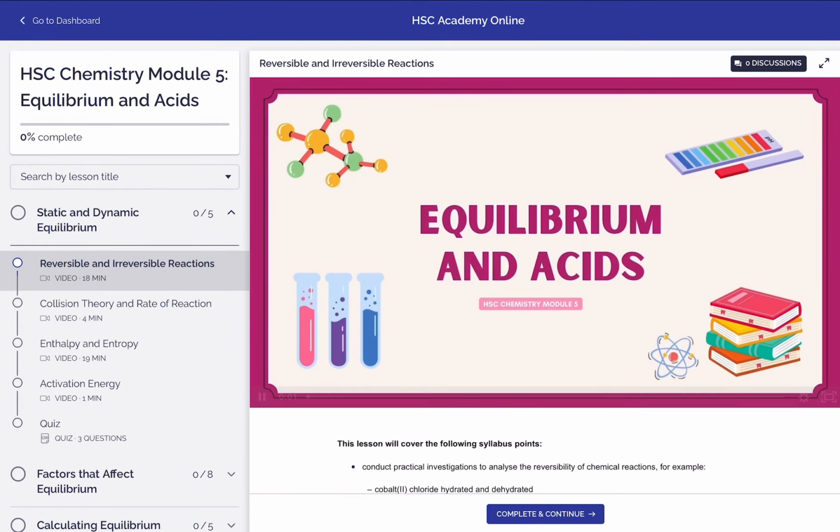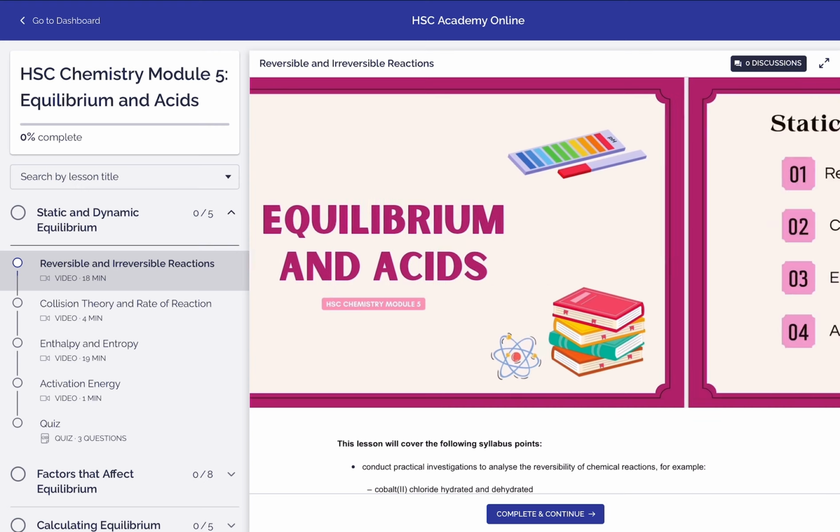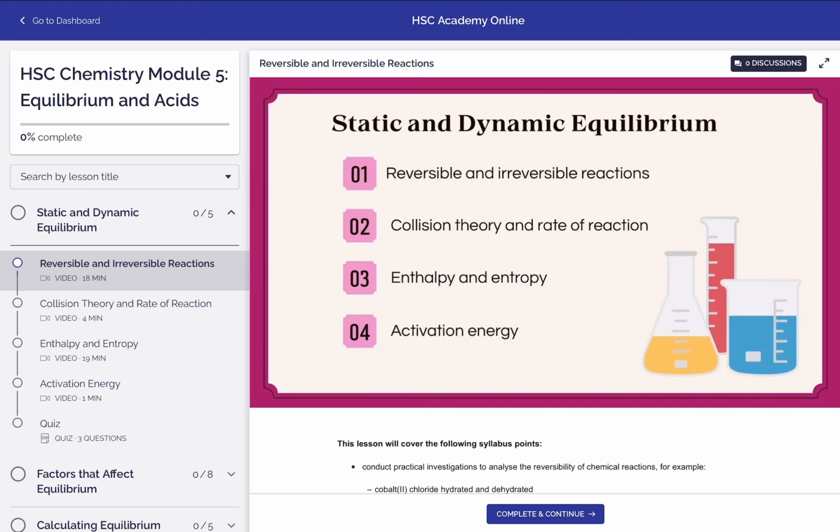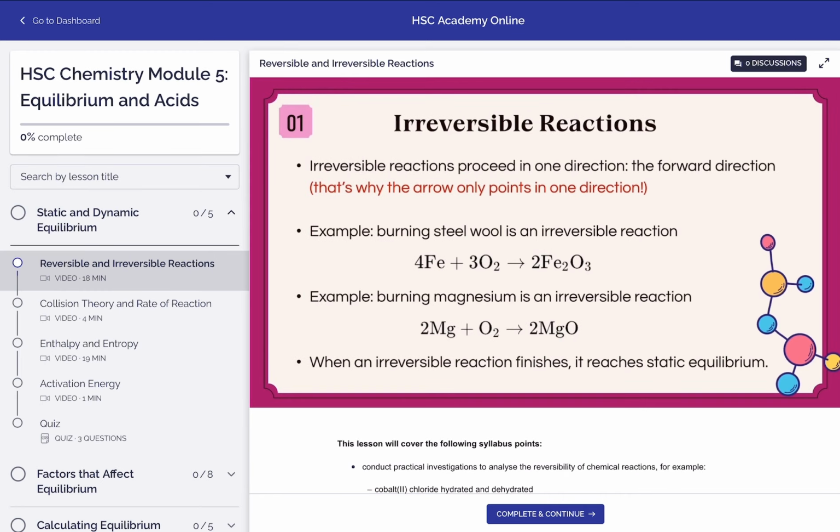Welcome to your first lesson on Module 5, Equilibrium and Acids. The first topic that we're going to be looking at is static and dynamic equilibrium, and I've broken this down into 4 subtopics. So let's begin.